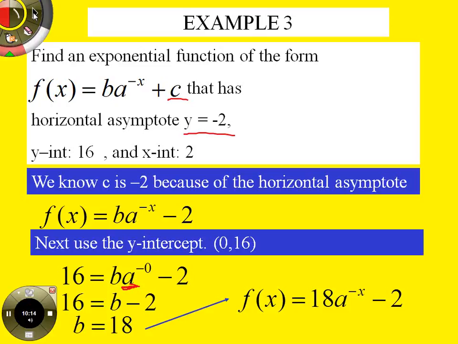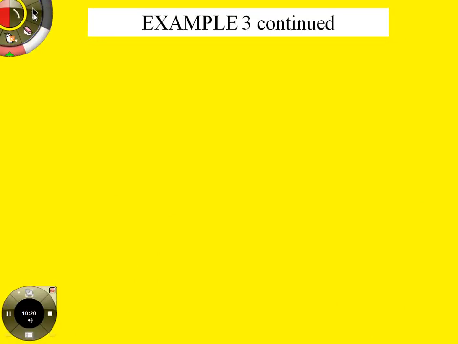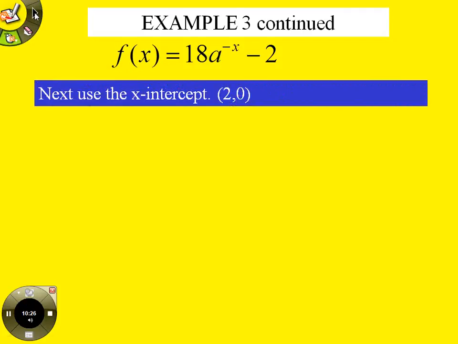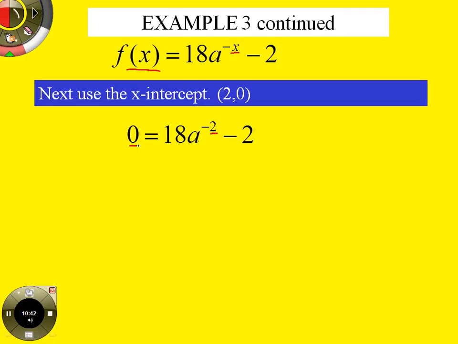So I'm going to go to the next slide, so I have a little bit more space. And I just rewrote it. And now what I'm going to use is the x-intercept, because we know that when we plug in a 2, we're supposed to get a 0. So we're going to plug in a 2 right there, we're going to plug in a 0 right there, and we're going to solve for the missing letter, the missing letter being A. So see the 2 we plugged in for the x, and the 0 we plugged in for the y.